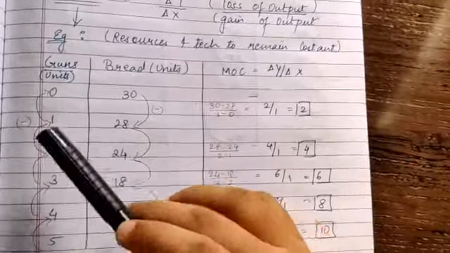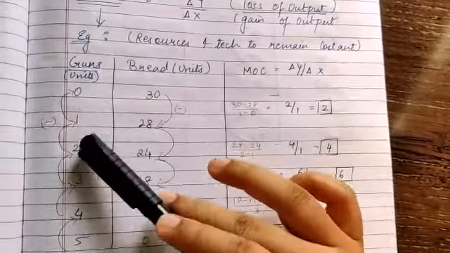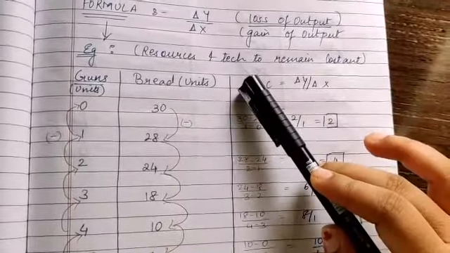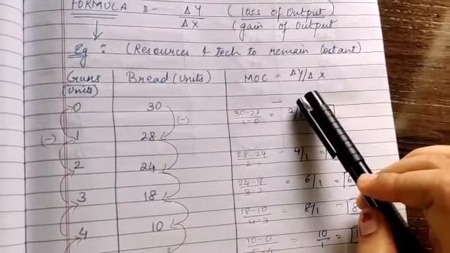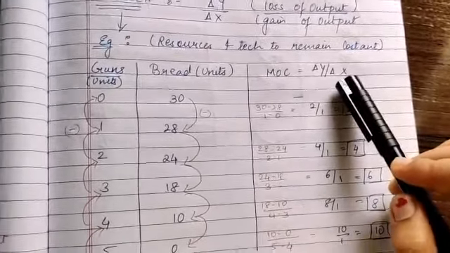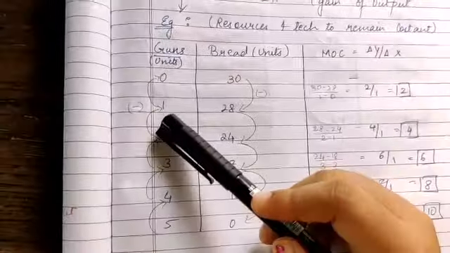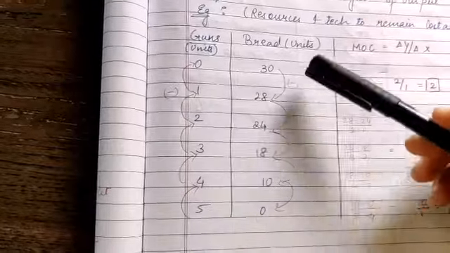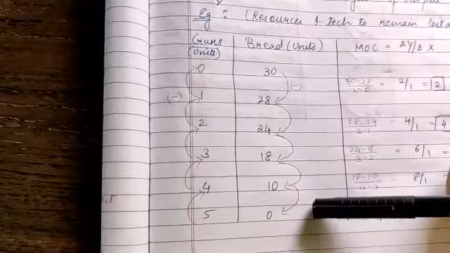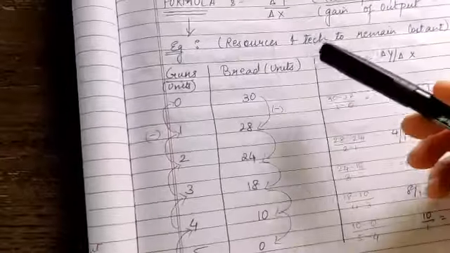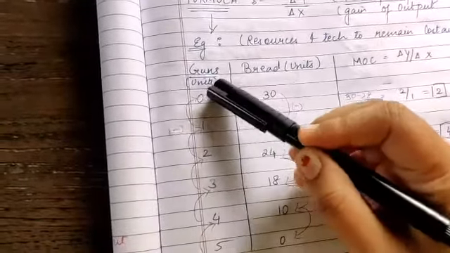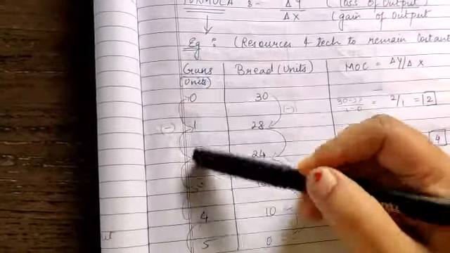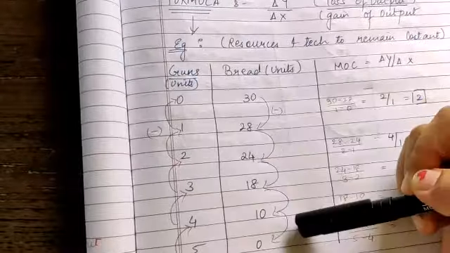If you can see, guns and breads. Guns also in units, breads also in units, and we need to find the marginal opportunity cost. Now what is the formula? That is delta y upon delta x. Guns are 0, 1, 2, 3, 4, 5, in increasing order, whereas bread is in decreasing order. So what we have to do is highest minus lowest. This can be on the x-axis because it is in increasing order, and this can be in decreasing order.